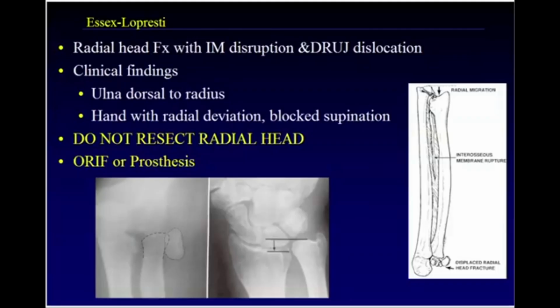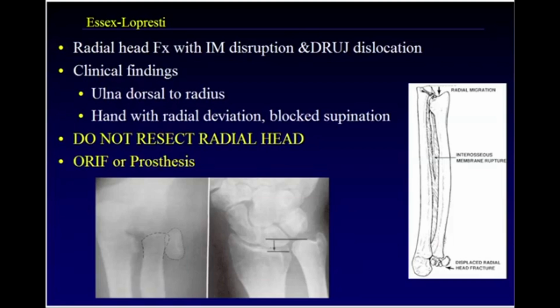The Essex-Lopresti lesion is a peculiar injury where you have a radial head fracture with interosseous membrane disruption and associated dislocation of the distal radial ulnar joint. Again, that's why when you have a patient with a radial head fracture, you have to radiographically image the entire forearm, including the distal radial ulnar joint, to rule out the presence of an Essex-Lopresti lesion. The clinical findings will be the ulna is displaced dorsally relative to the radius, or the DRUJ is dislocated. The hand will present with radial deviation, and the patient will have virtually a complete block to supination.